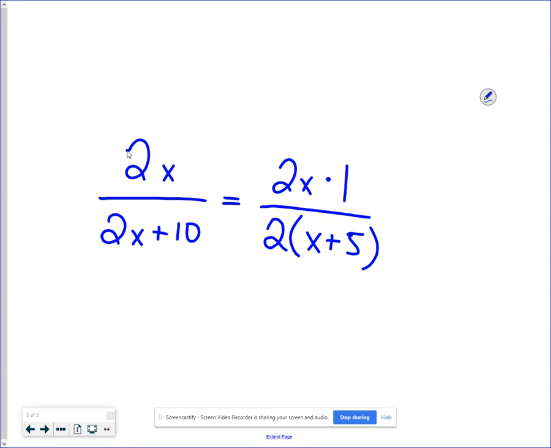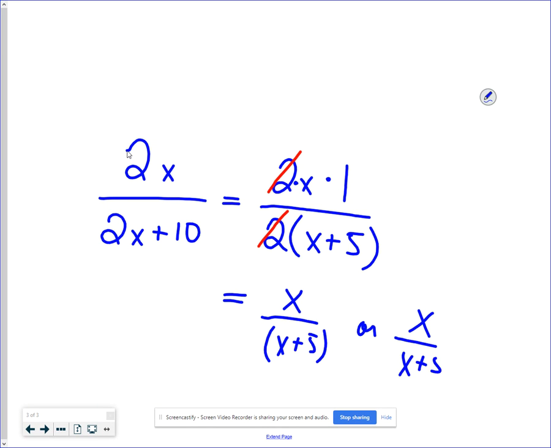And then from the top, we can think of it as 2x times 1, or we can think of it as 2 times x times 1. So, do the top and the bottom have any common factors? Yeah, 2. So we mark out the 2 from both the top and the bottom. So on top, we're just left with x, and on the bottom, we're left with x plus 5. Or I could write that as x over x plus 5.